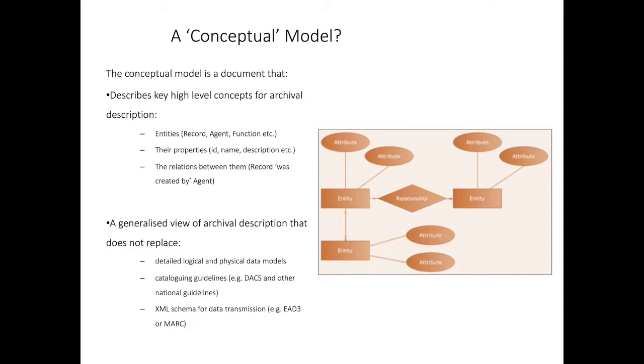Rather, the conceptual model, alongside the ontology, provides a basis for future amendment and development of such data models, cataloguing guidelines and schema. Conversely, and this is important, it doesn't mean that all existing archival cataloguing information systems will somehow be wrong or instantly out of date when the model is published. We won't be expecting everyone to suddenly be cataloguing in new ways. That would obviously be impractical.